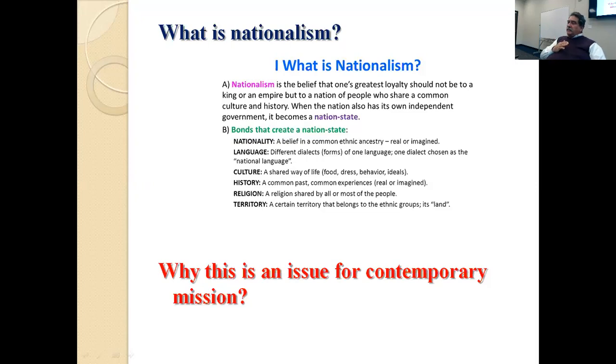Some people prefer to use patriotism. Fine, but that's the same as nationalism. You're just playing with words. Basically, nationalism is when you are loyal, not to a king or empire, but to your nation, your culture, your history. And if that nation has an independent government, then you're loyal to your nation state. It doesn't have to be bad. Nationalism is different than racism. These two are not synonymous. That's a mistake that people make.